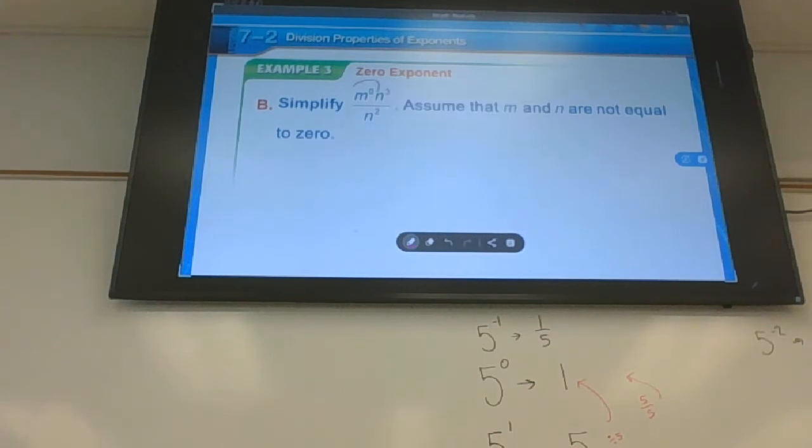This whole thing, I'm going to circle it. This n to the 0 power is 1. So this is now 1. N to the 3rd over n squared. Say it. Who was going to say it? Just n by itself.